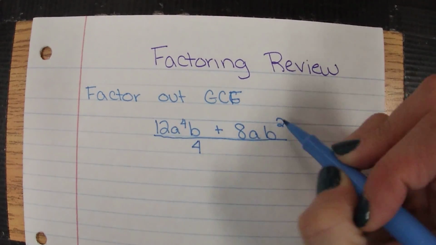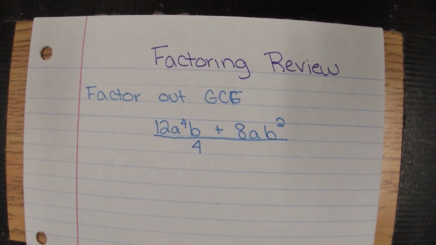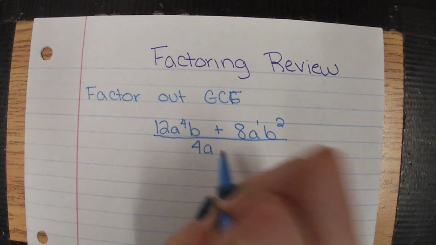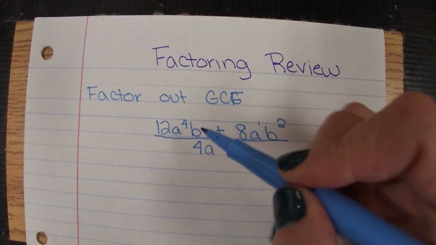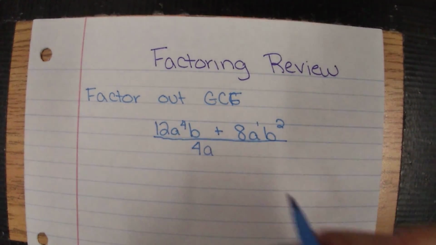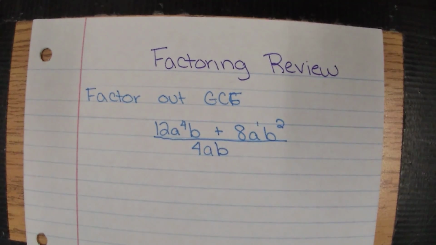And then we're going to check the variables, right? We first want to make sure that they both have the variable. And then how do we decide what exponent to pick? Right, we want to pick the smallest exponent. So our smallest exponent here is 1. So we want to pull out an a, or an a to the first. Then we're going to do the same thing. They both have a b. So what are we going to pull out for that? Right, we should be pulling out b because that's our smallest exponent.